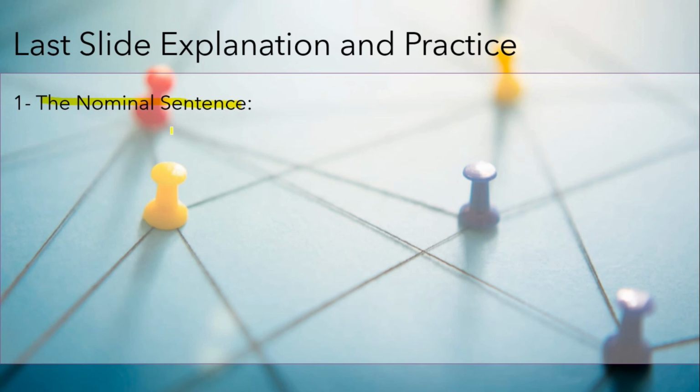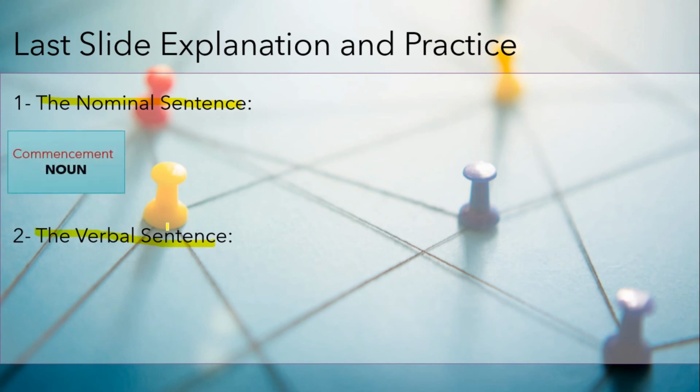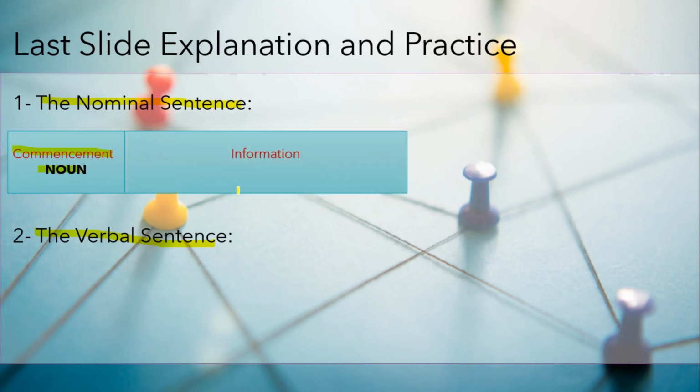So let's have a last slide explanation just to wrap up all of the information that we have just learned. The nominal sentence consists of the commencement, which is the noun, and then the information, which has these types: semi-sentence, nominal sentence, verbal sentence, and then the singular, which is the single word. 1. Semi-sentence. 2. Nominal sentence. 3. Verbal sentence. And 4. The single word.